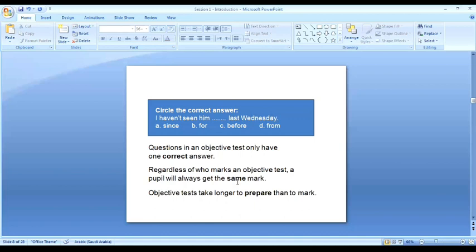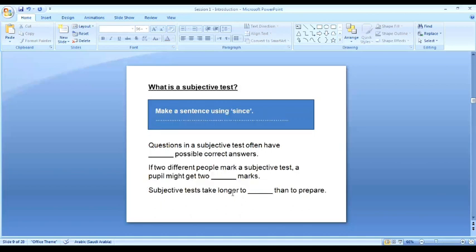So in an objective test, whoever corrects it or marks it, the student will get the same mark because it has only one correct answer. The objective test is difficult to prepare, but it's easy to mark, you know.